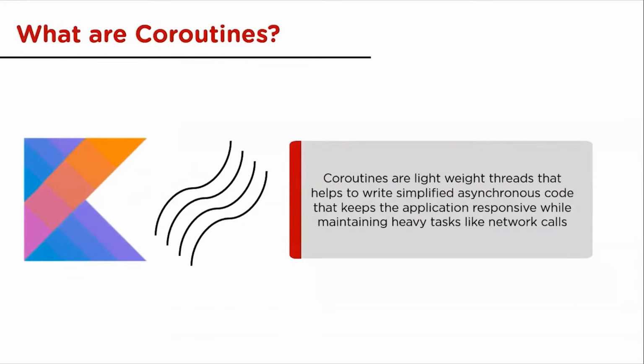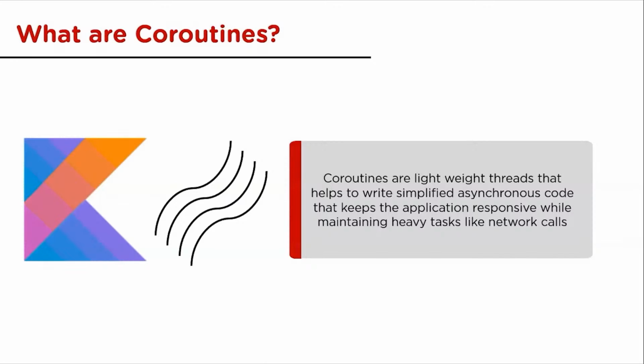Coroutines stands for cooperating functions. The word co stands for cooperation and routine stands for functions. Coroutines can not only do all the things that a thread can, but are also very efficient. Coroutines are lightweight threads that help to write simplified asynchronous code that keeps the application responsive while handling heavy tasks like network calls. Coroutines are executed inside the thread and are also suspendable.